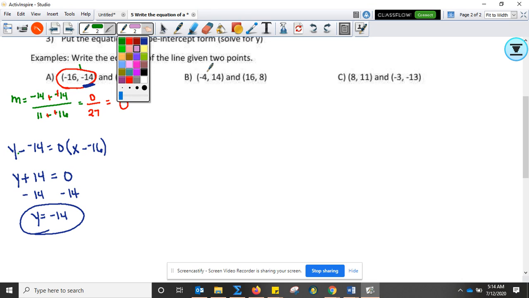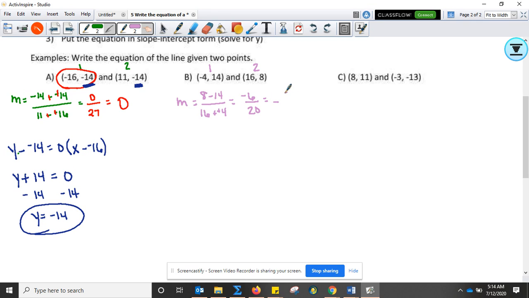So let's find our slope. Here's group 1, here's group 2. So m is equal to 8 minus 14 over 16 minus negative 4. 8 minus 14 is going to give me negative 6 over 16 plus 4 is 20. And oh gosh, that can reduce to negative 3/10. So that's my slope.